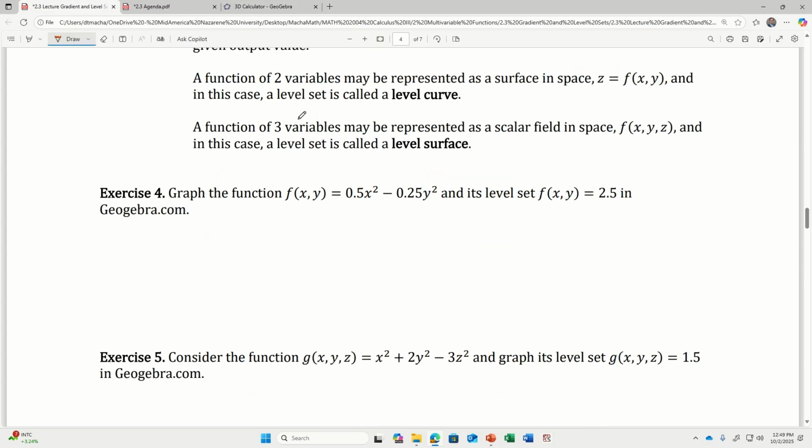If I have a function of three variables, then I represent that geometrically as like a scalar field that assigns a scalar value to every point in space. And in this case, a level set is called a level surface. So we'll take a look at exercise 5 here that says, consider the function x squared plus 2y squared minus 3z squared. And we're going to graph its level set where the function is equal to 1.5 in GeoGebra.